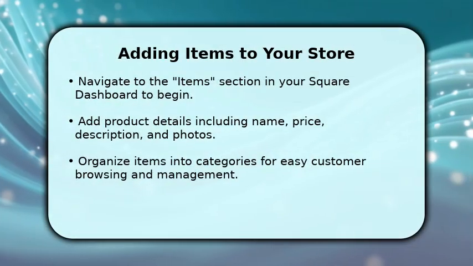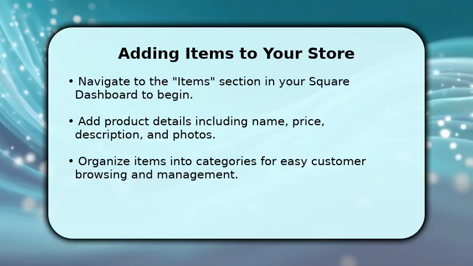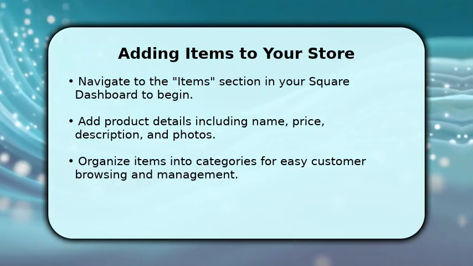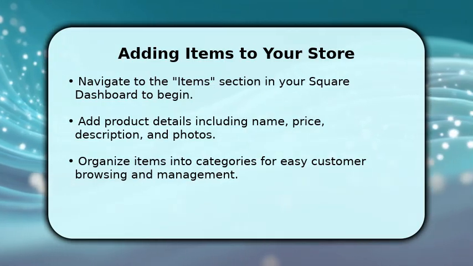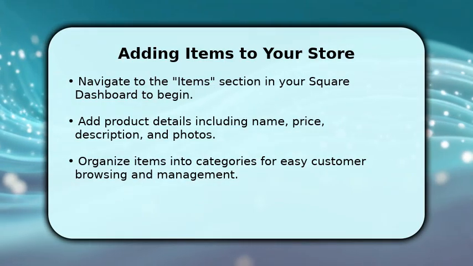Now, let's add your products and services. Head over to the Items section in your Square dashboard. Here, you can input all the important details for each item, such as its name, price, and a clear description.